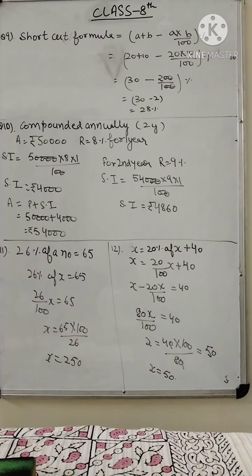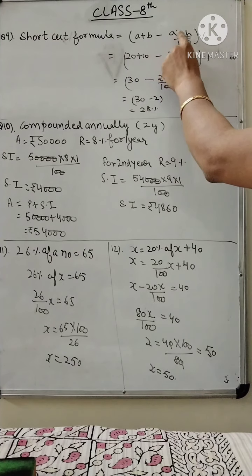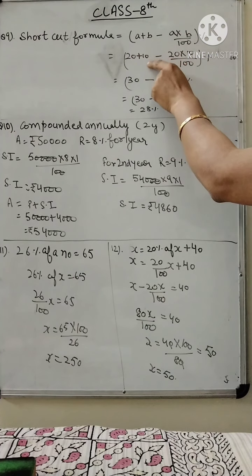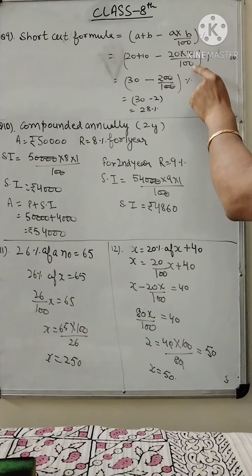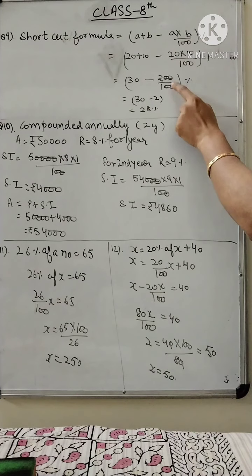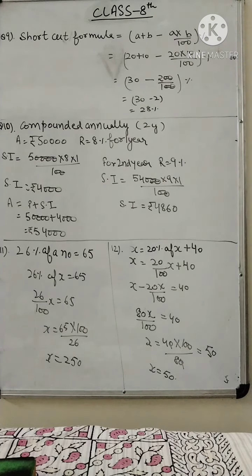In the video which I have already shared with you, the profit percent formula part 2, the shortcut formula is A plus B minus A into B upon 100. Clear? A value is 20, B value is 10, minus 20 into 10 upon 100. 20 into 10, 200 upon 100, cancel out, you will get 2. So 30 minus 2, the answer is coming 28%.